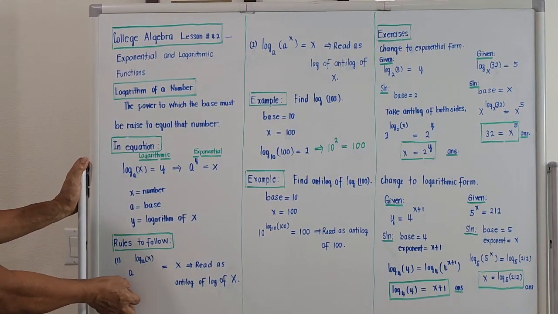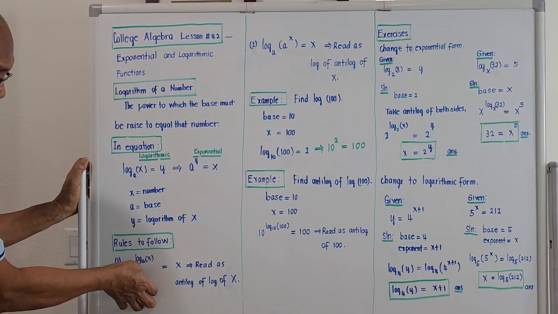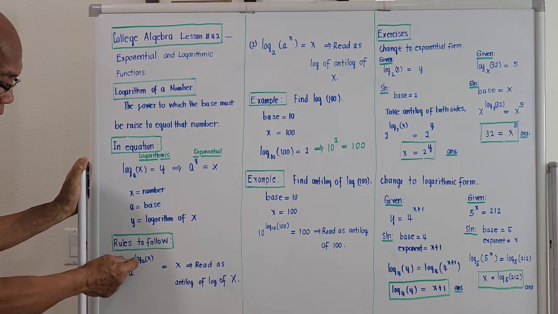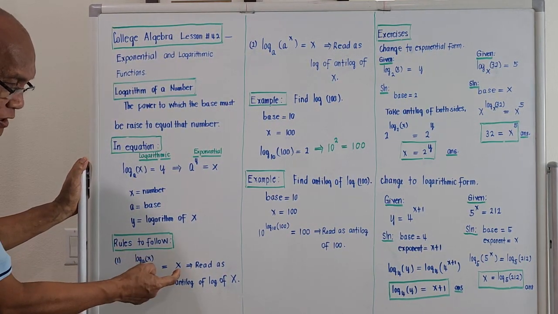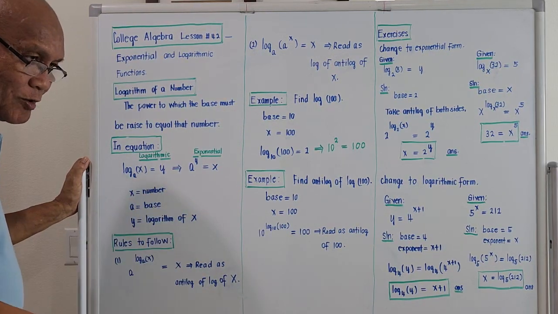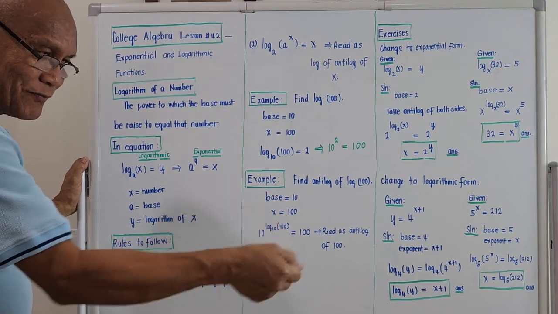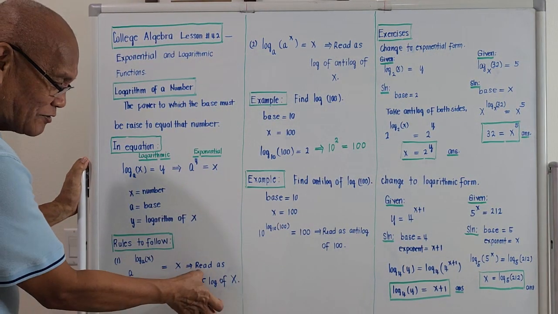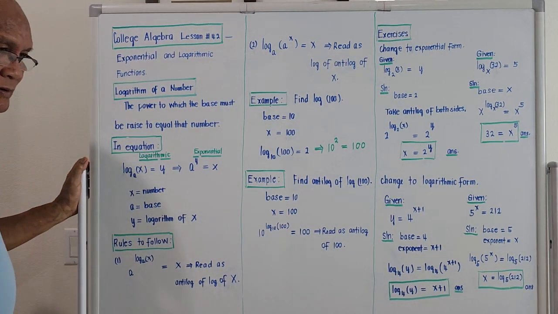If we get the base and raise it to the given logarithm, we read this as the antilog of the logarithm of x, which is just equal to x. Or the antilog of the logarithm of any given function is just the given function x. That's the proper way to read this one.